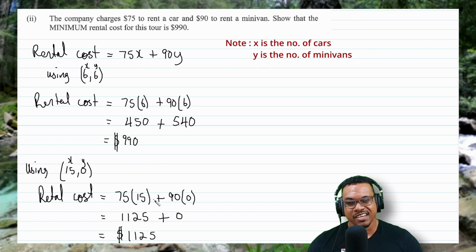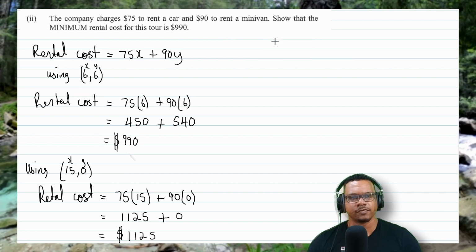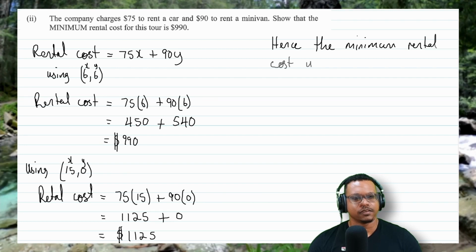So we are saying that to carry exactly 60 people, which is the maximum amount of people that you can carry, the cost to use 15 cars and 0 minivans will be way more than to use 6 cars and 6 minivans. So this $990 would be the minimum to carry exactly 60 people, which is the maximum amount of people that you can carry. All right, so I write, hence the minimum rental cost is $990.